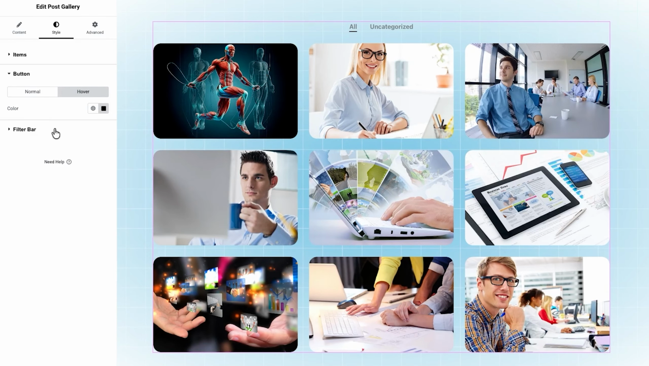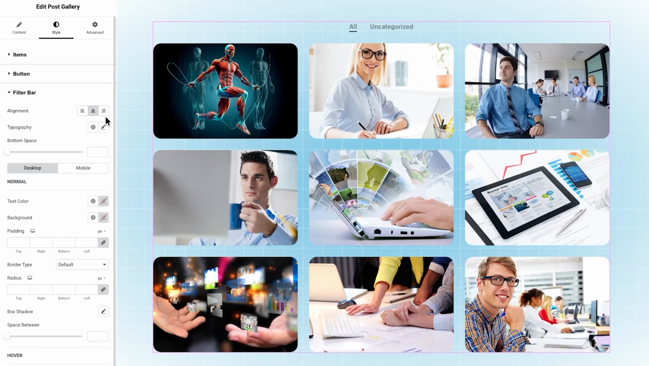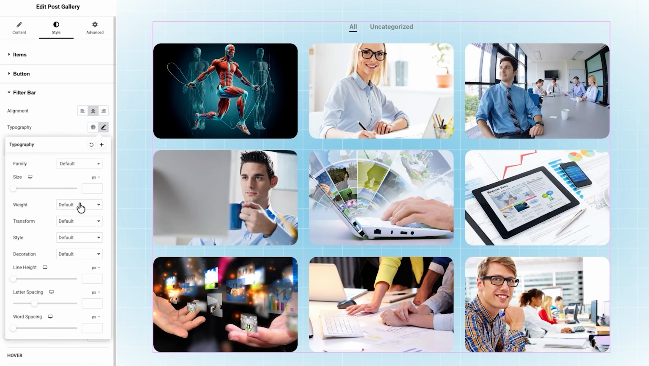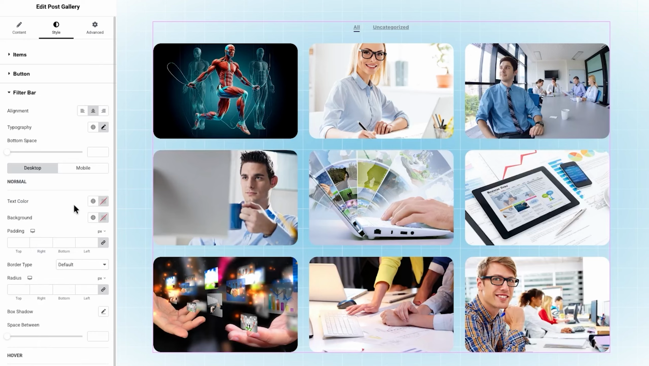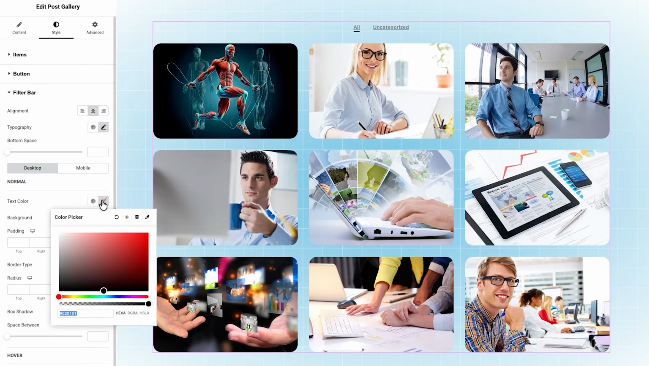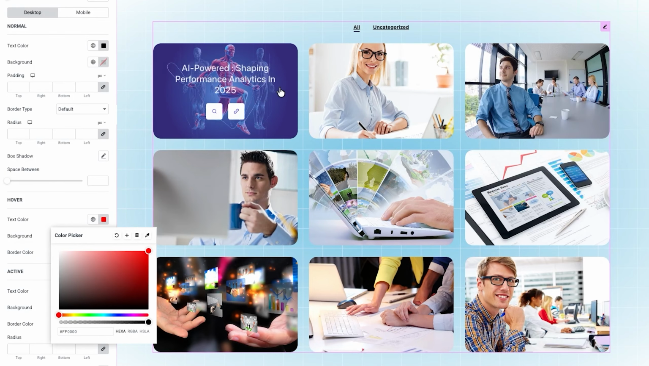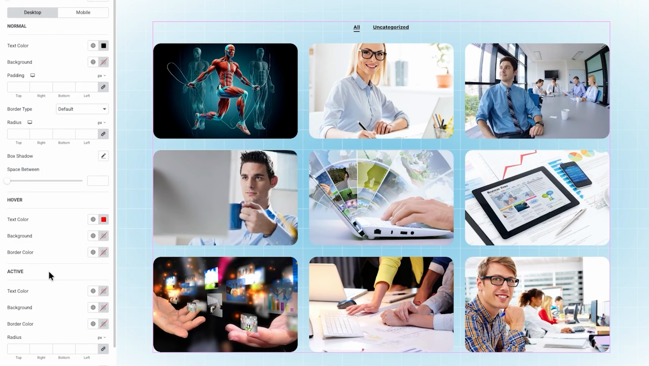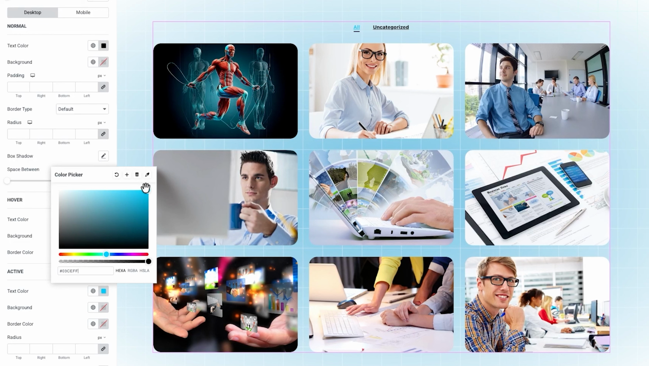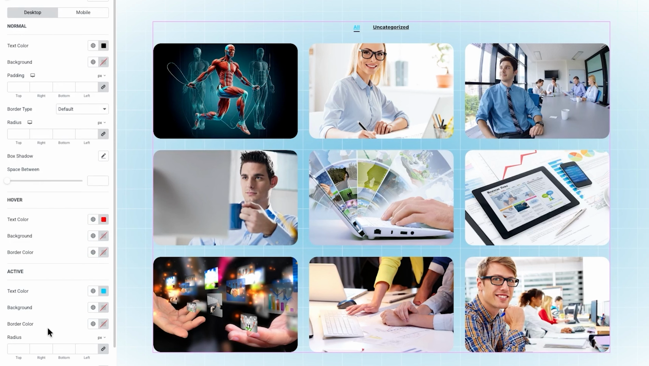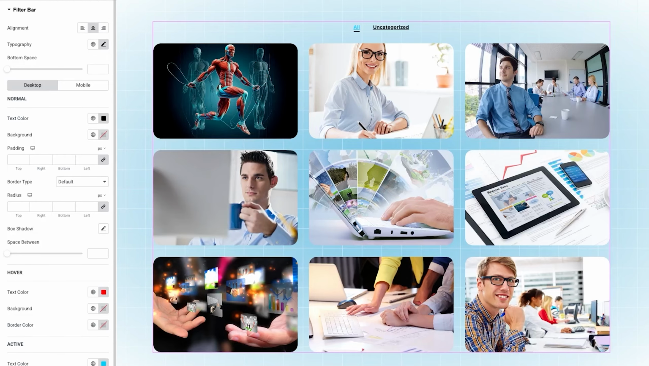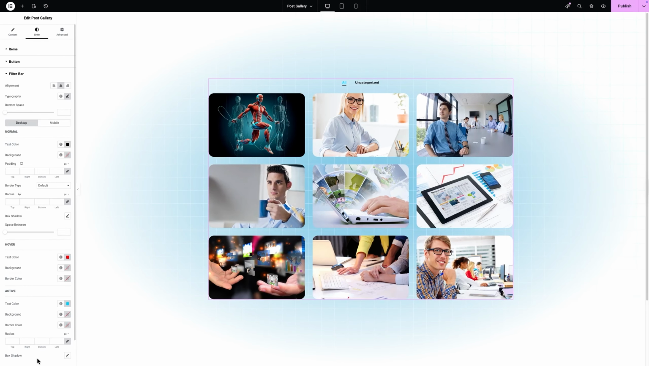The final portion of the Style tab focuses on the filter bar. You can choose how it aligns, adjust typography, and fine-tune spacing below it. Separate desktop and mobile sub-tabs allow you to tailor the filter bar for different screen sizes. In the desktop view, you can style the text color and background for normal, hover, and active states. You also have settings for border type, radius, shadow, spacing, and other visual details. The Mobile tab mirrors these options so your gallery feels polished and functional across all devices.